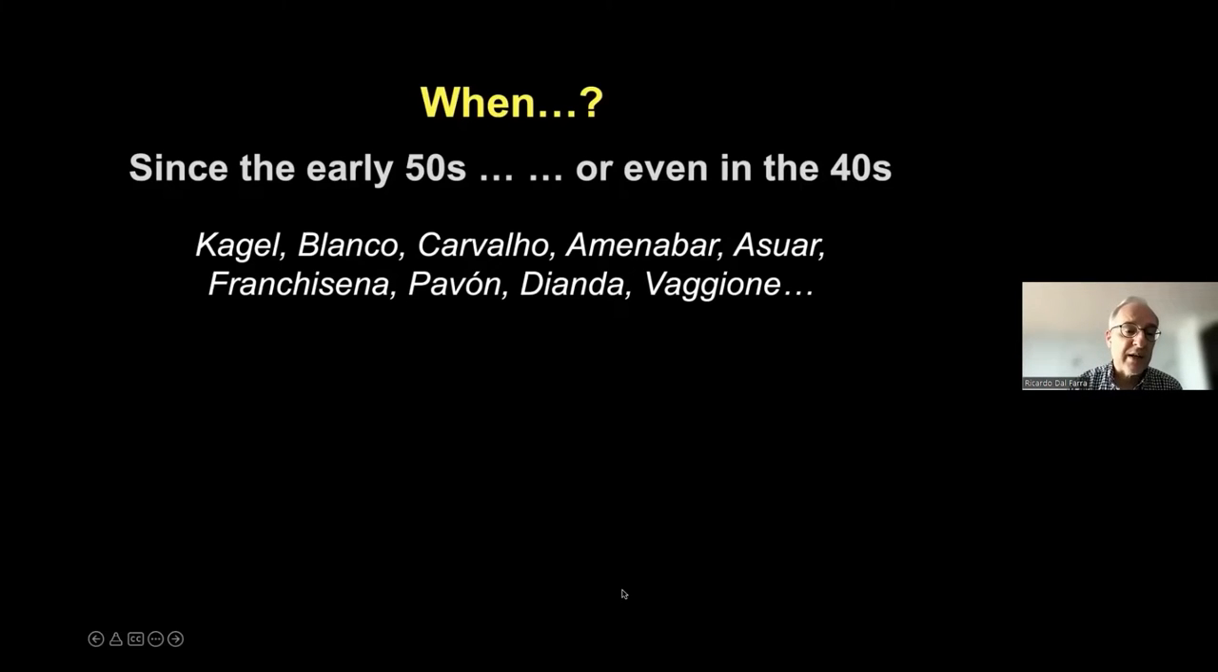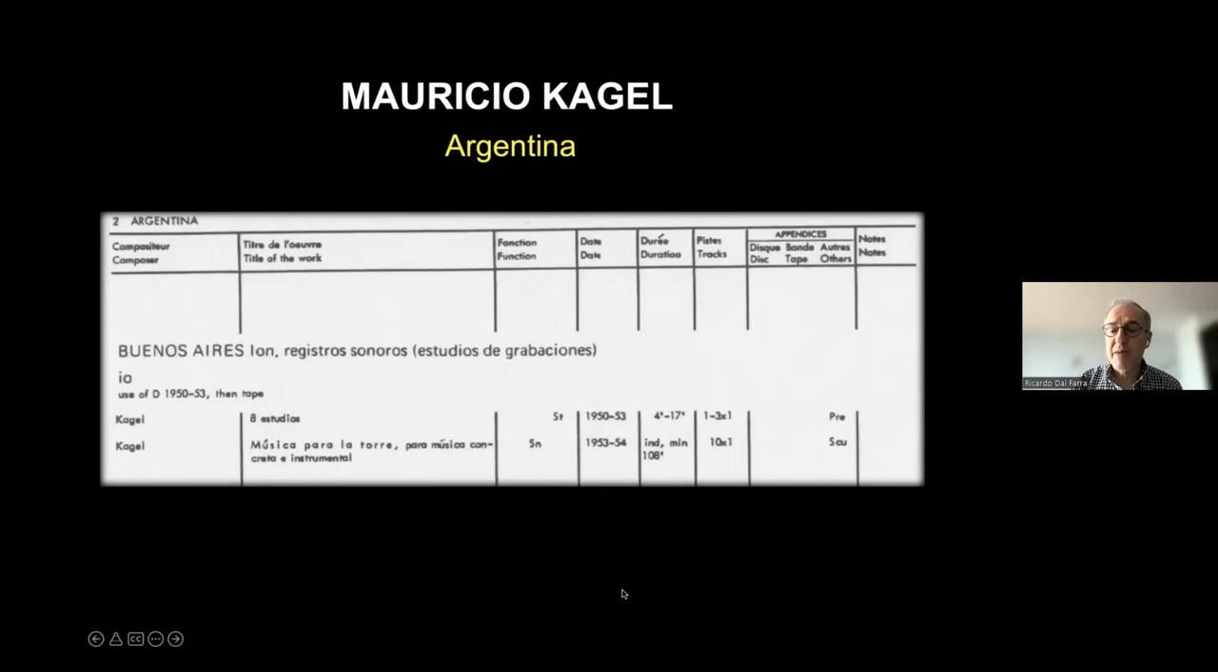Those names here, like Mauricio Kagel, Juan Blanco, Reginaldo Carvalho, Juan Amenábar, José Vicente Azuar, César Franchicena, Raúl Pavón, Hilda Dianda, Horacio Bayone, are some of the many, many pioneers in Latin America. Mauricio Kagel is well known in Europe. He spent most of his life in Europe, but he was born in Argentina. He studied in Argentina, and then finally moved to Europe with a scholarship from Germany, because he couldn't do in Argentina what he was expecting to do.